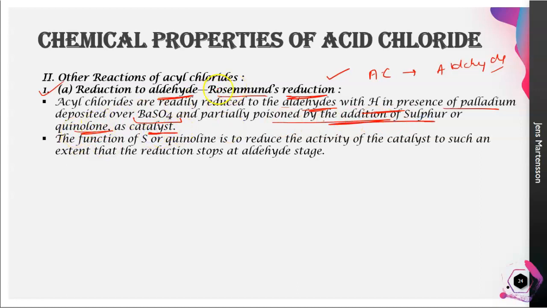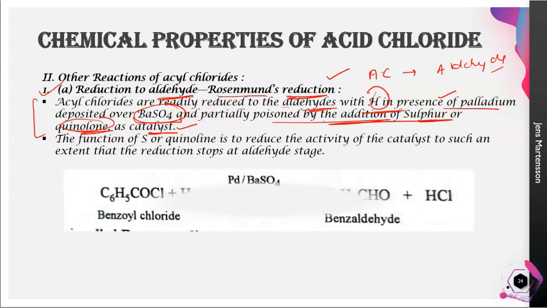They can ask you what is Rosenmund reduction, to explain in detail and write its reaction as well. So what you have to mention first: acid chlorides are readily reduced to aldehyde with hydrogen in the presence of palladium deposited over barium sulfate, partially poisoned by the addition of sulfur or quinoline as catalyst. That is Rosenmund's reduction.